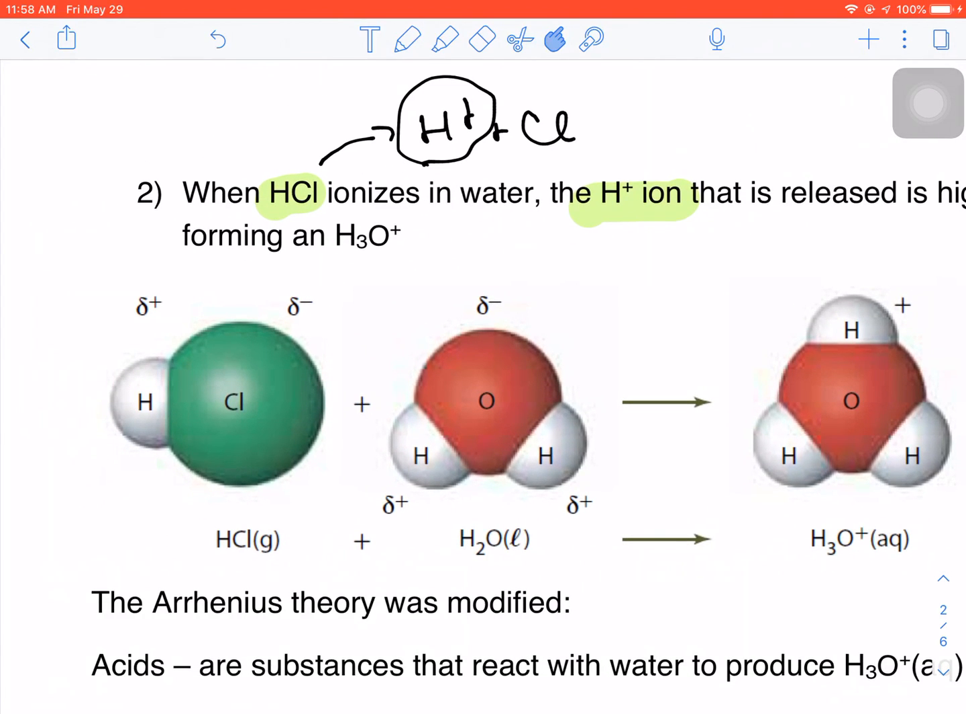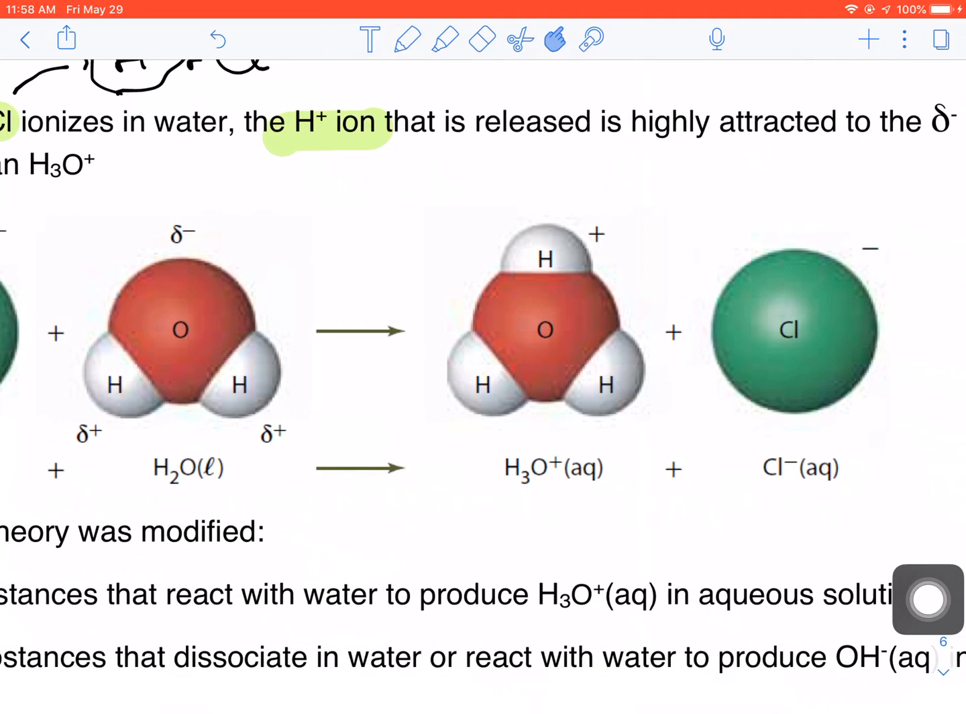Now, if I take my HCl here and I separate the H from the Cl in water, that H plus that comes off is now floating around, and it sees the very negative side of the oxygen here, and it says, I'm not prepared to float around on my own. I'm going to stick myself right on here, and I'm going to help to form a new ion. So this is what happens. I end up with an H3O, because I added H plus to an H2O, and it has the plus charge that the hydrogen ion had, so it ends up producing this thing called H3O plus. H3O plus is the new polyatomic ion that we're going to see, and it's called hydronium.